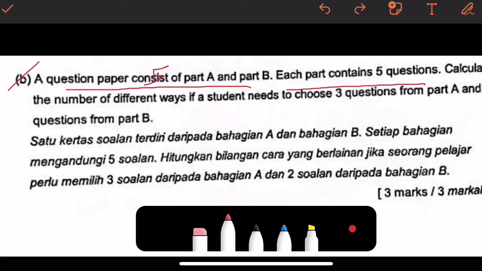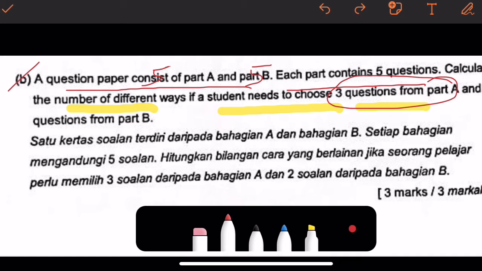That means part A got 5, part B also got 5, right? Each part got 5 questions. Okay, so calculate the number of ways for A. Student needs to choose 3 questions from A, and 2 questions from B.